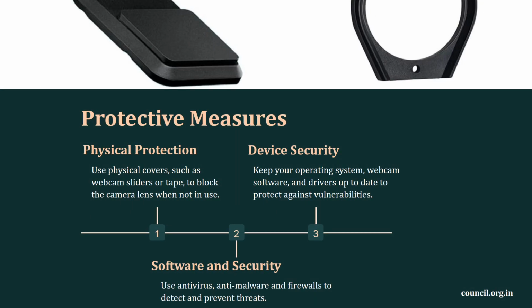Protective measures. 1. Physical protection. Use physical covers, such as webcam sliders or tape, to block the camera lens when not in use. 2. Software and security. Use antivirus, anti-malware and firewalls to detect and prevent threats. 3. Device security. Keep your operating system, webcam software, and drivers up to date to protect against vulnerabilities.